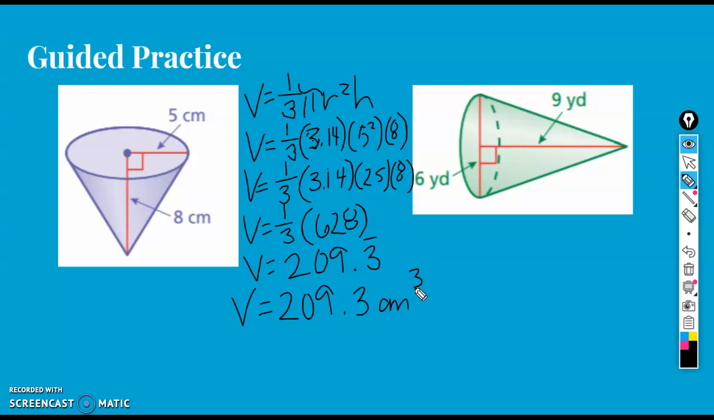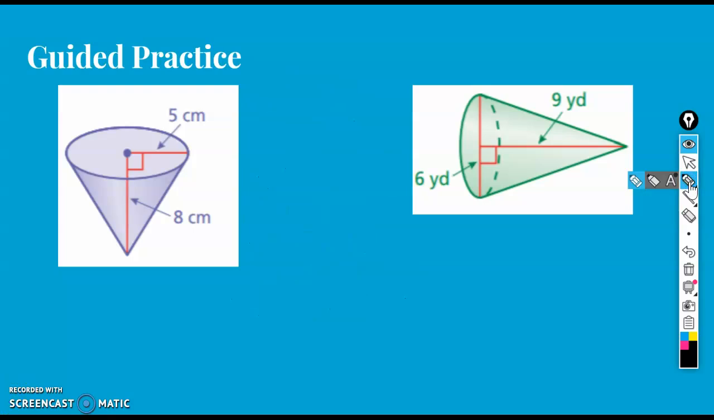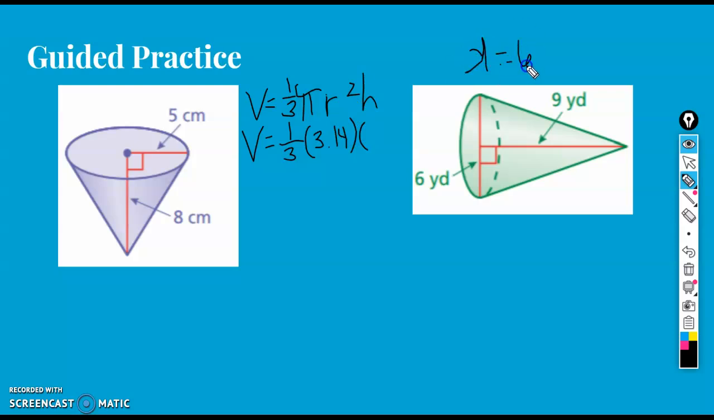Now pause the video and find the volume of the green cone. We begin by applying our formula. Volume equals 1/3 pi r squared times height. We replace pi with 3.14. This time we have a diameter of 6, so we need to take half of 6, which gives us a radius of 3. And our height is 9.